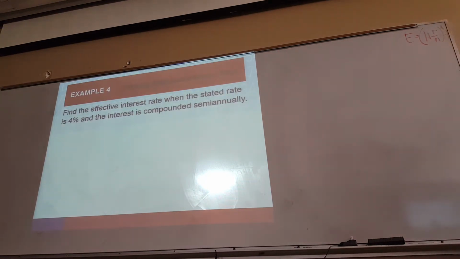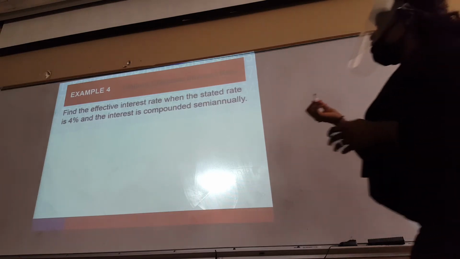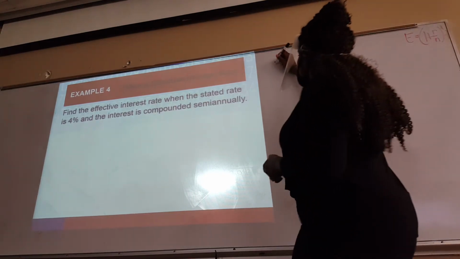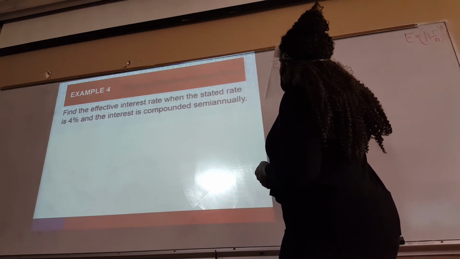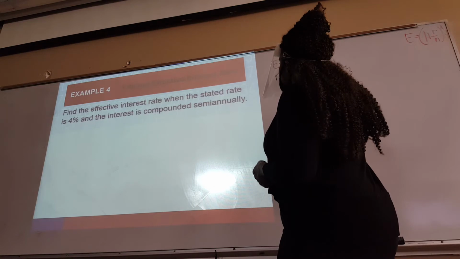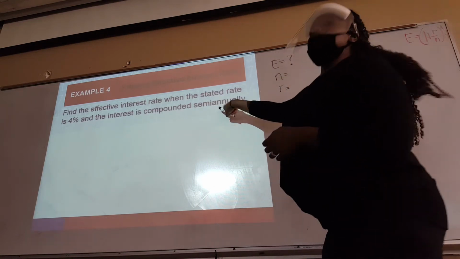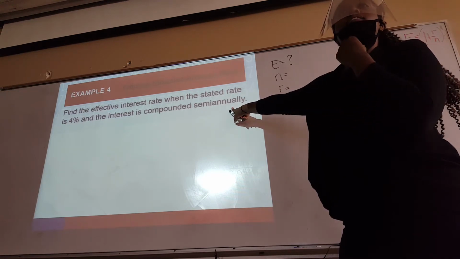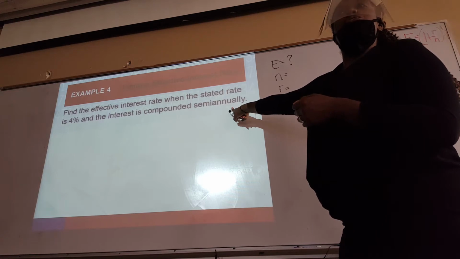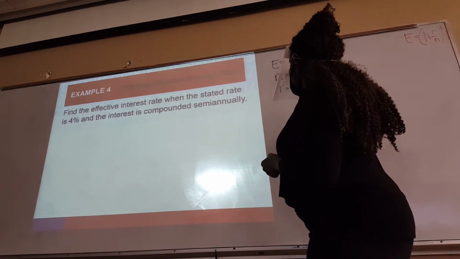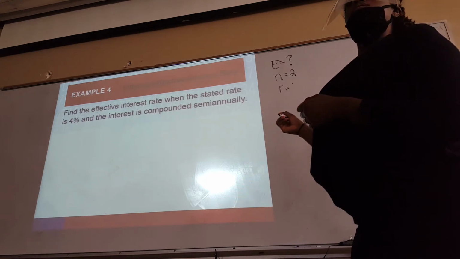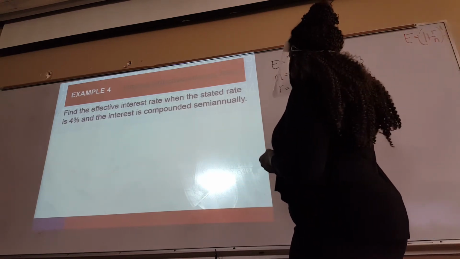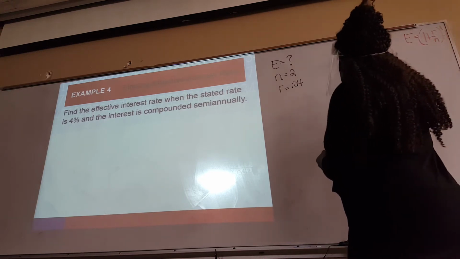So we have our first example. It says find the effective interest rate when the stated rate is 4% and the interest is compounded semi-annually. So here we can still do like we've been doing from before, and because we're using E, we're looking for the effective interest rate. We have an n and we have an r. Since it's compounded semi-annually, what would n be? Semi-annually, how many is that? 2. What's going to be our r? 0.04 for 4%. So now we take our effective interest rate equation.